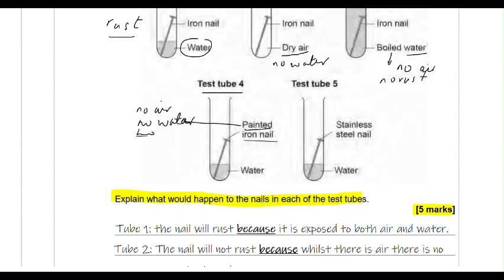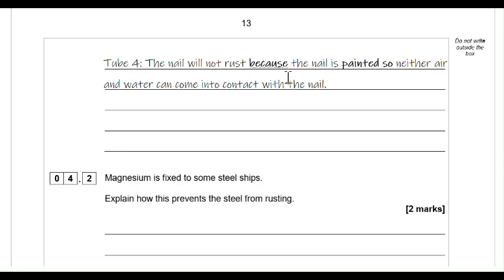So this one will have no rust either. So for our fourth mark, tube 4, the nail will not rust because the nail is painted. So neither air nor water can come into contact with the nail.